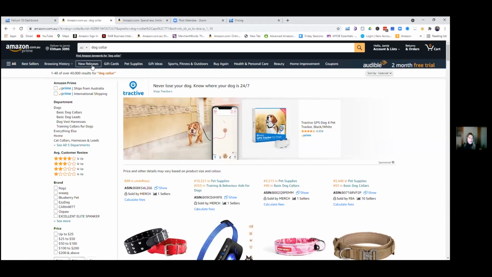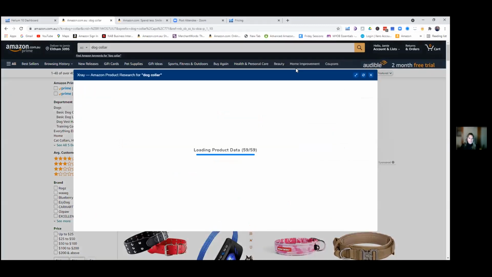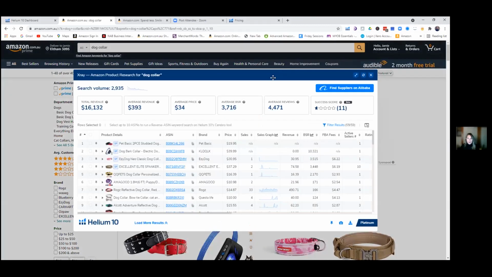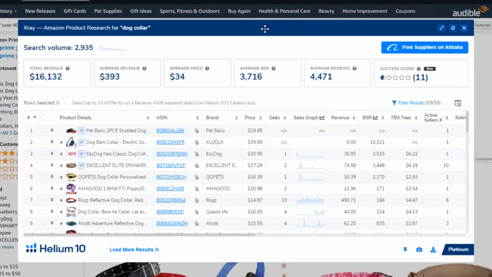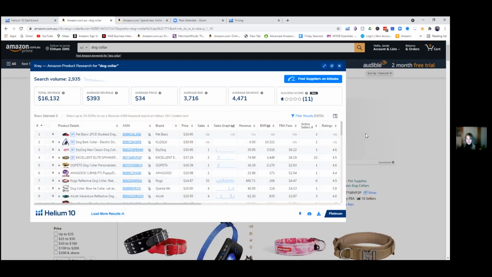Okay, so I'm on Australia and it's a Chrome extension, so I just click on the Helium 10 and up it comes. And it's just got so much information, you know, the snapshot, all in the one place. So like Merchant Words, here's the search volume on dog collar, 2,935. Here is some snapshots of revenue for page one, average revenue, average price, BSRs, reviews. Now you can expand this out and it gives us more information.